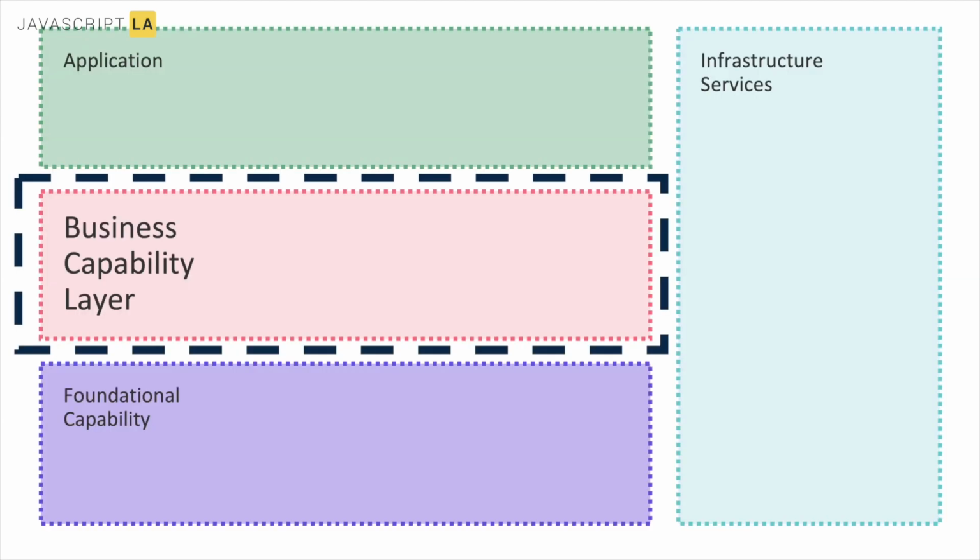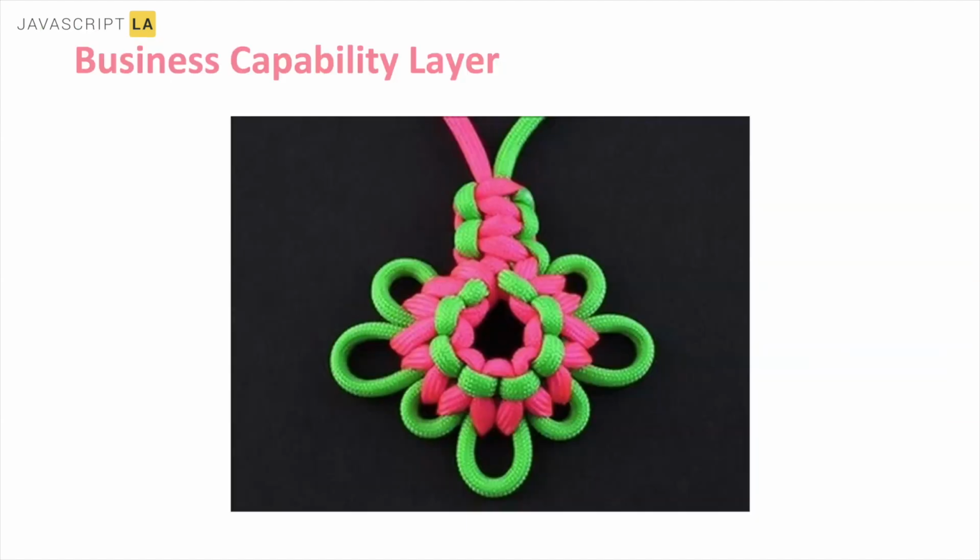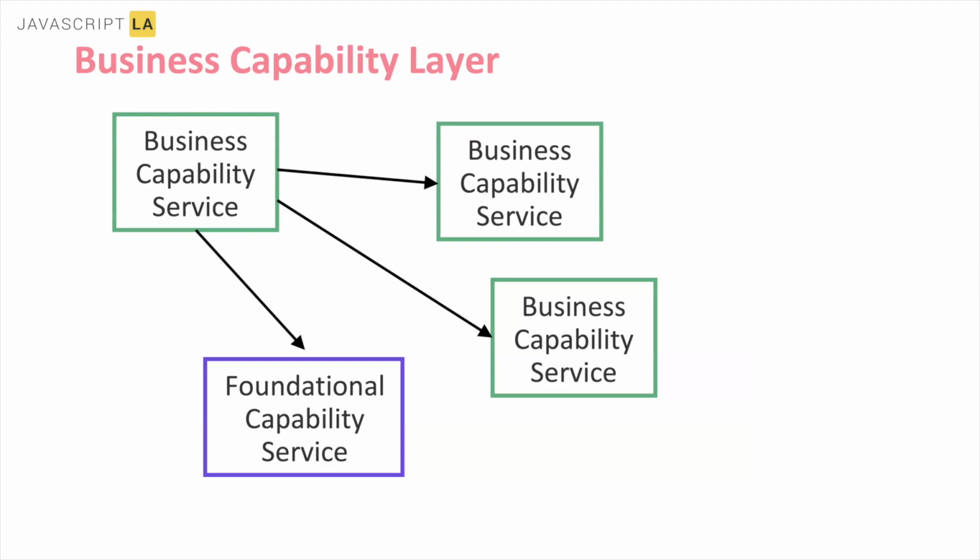The next layer is the business capability layer. I like to think of this as where you're tying a bunch of your functionality together into a single thing. This is all of the complex business logic, what really makes your application interesting, essentially. It's worth noting that within the business capability layer, a business capability service can call another business capability service, or it can call one of the foundational capability services. They're really taking other things and building something else.